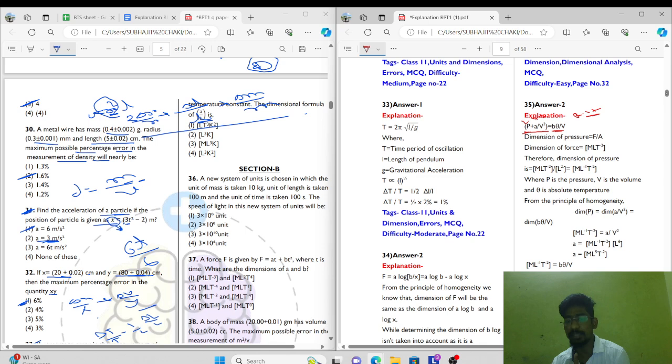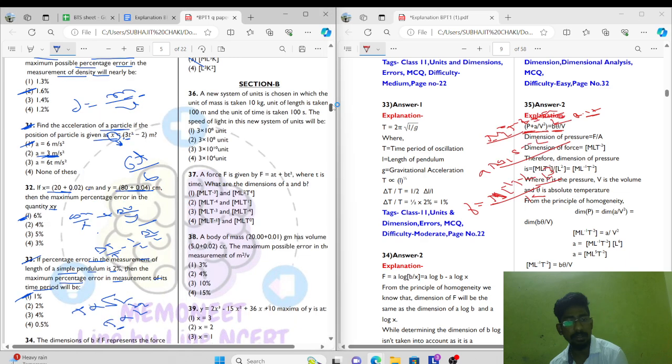A new system of units is chosen in which the unit of mass is taken as 10 kg and length is taken as 100 meter. The unit of time is taken as 100 seconds. The speed of light... Okay, this is a very unique question. It was asked in the old days. We added this question because the conversion is in our syllabus.